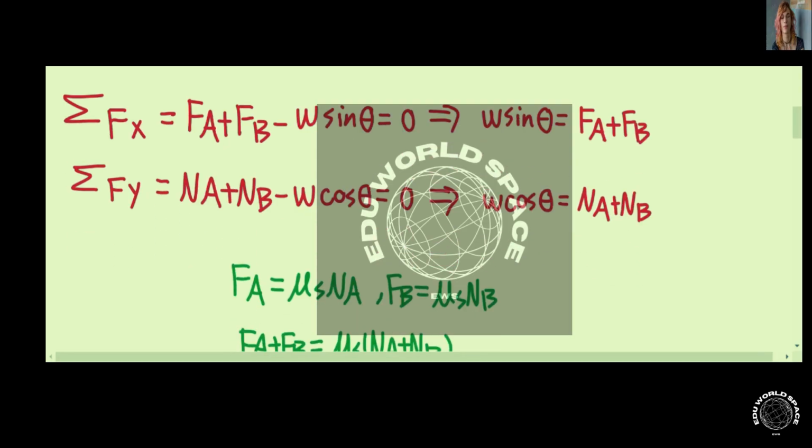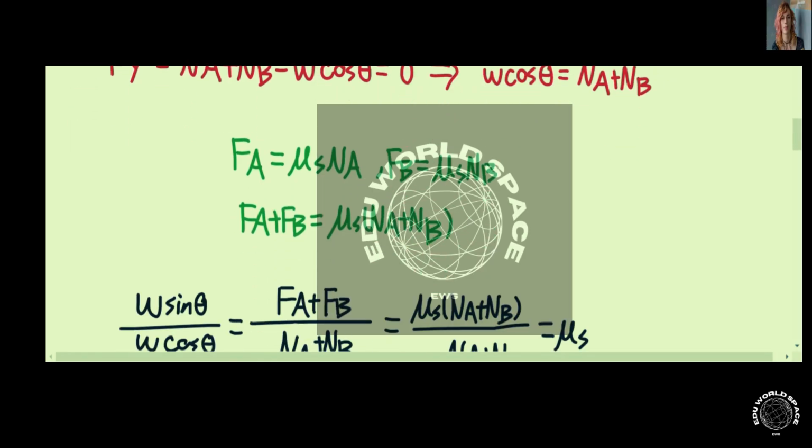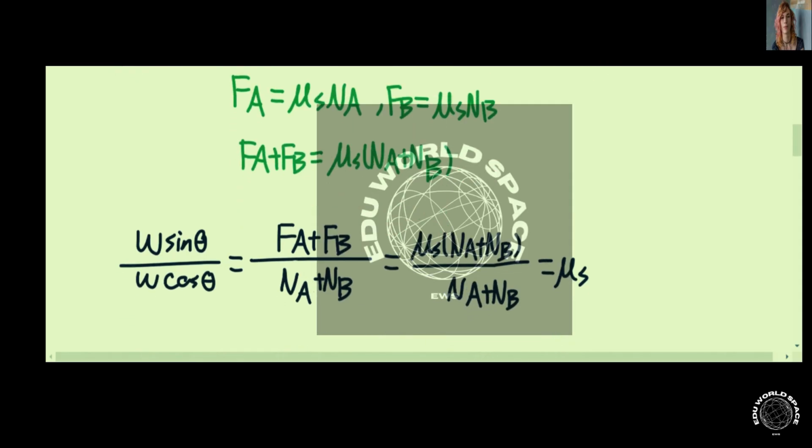Remember, the static friction at point A is equal to mu_s N_A, and the static friction at point B is equal to mu_s N_B. Mu_s here is the coefficient of static friction. Therefore, F_A plus F_B is equal to mu_s times (N_A plus N_B). So we have W sine theta over W cosine theta is equal to (F_A plus F_B) over (N_A plus N_B), which is equal to mu_s times (N_A plus N_B) over (N_A plus N_B). As you can tell, N_A plus N_B can be cancelled out, and this gives us W sine theta over W cosine theta is equal to mu_s.